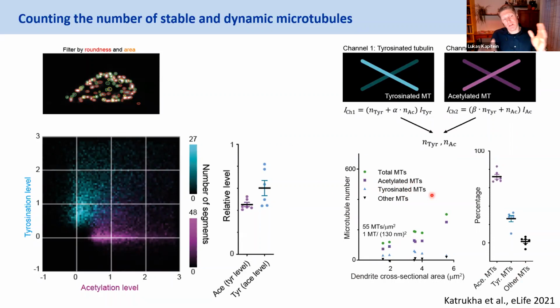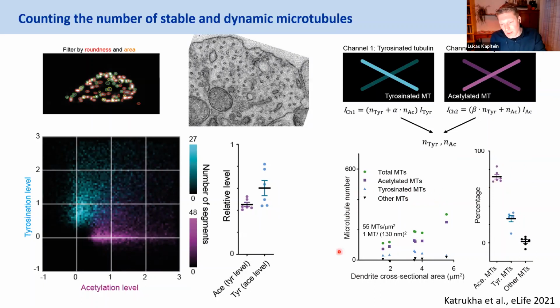So it seems that there is really 2 major classes of microtubules, stable and dynamic, and we can also count them. And again, we find that there are 2 times as much stable microtubules as dynamic microtubules. And we can also make an estimate of the density. We find 55 microtubules per square micrometer, which means that there is a microtubule every area of 130 square nanometers, which is relatively consistent with the estimates based on electron microscopy. So we are quite confident that we do our counting correctly. So this is recent work that we published where we really try to be very quantitative about microtubule organization in dendrites.